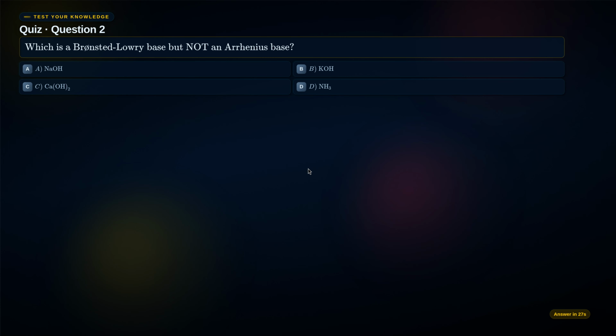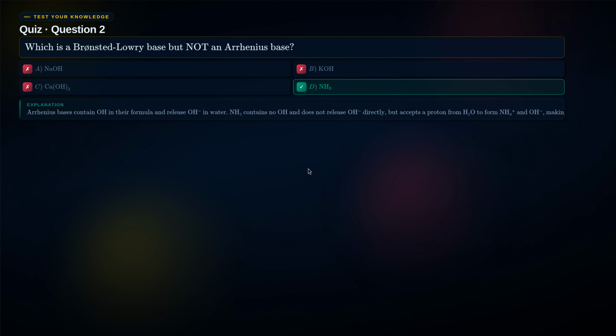Quiz question 2. Which of the following is a Brønsted-Lowry base, but not an Arrhenius base? The Arrhenius definition requires a substance that produces OH- in water. NaOH, KOH, and Ca(OH)2 all contain OH in their formulas and produce OH- in water, so they are both Arrhenius and Brønsted-Lowry bases. Ammonia, NH3, contains no oxygen and does not contain OH in its formula, so it is not an Arrhenius base. But in water, NH3 accepts a proton from H2O to form NH4+ and OH-, so it is a Brønsted-Lowry base. The correct answer is D, ammonia.